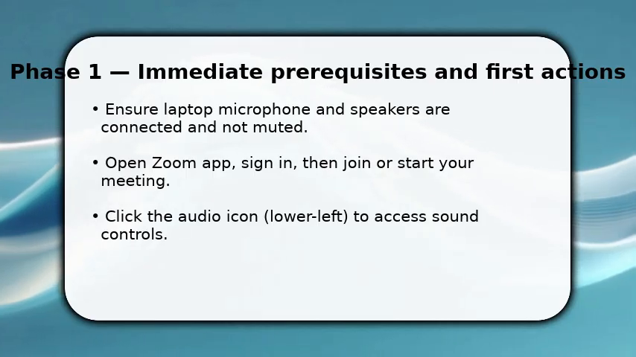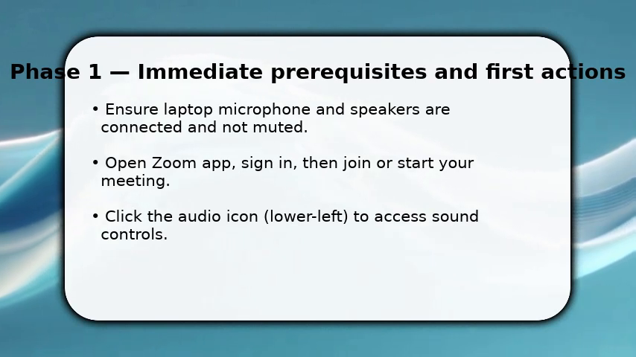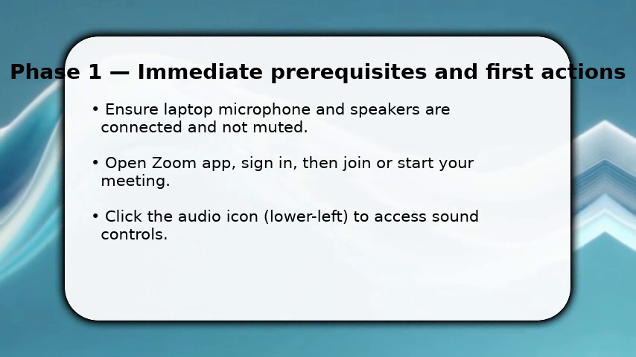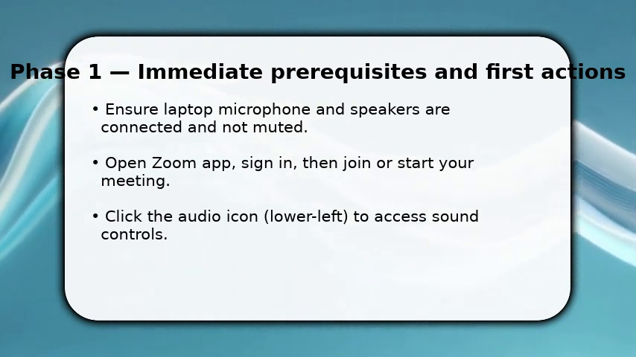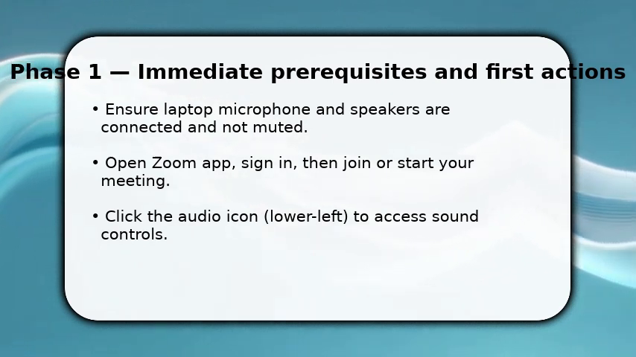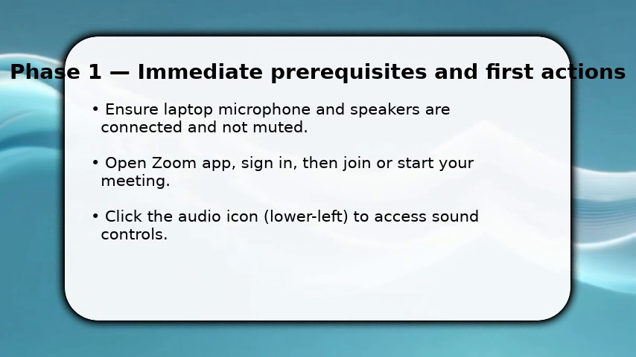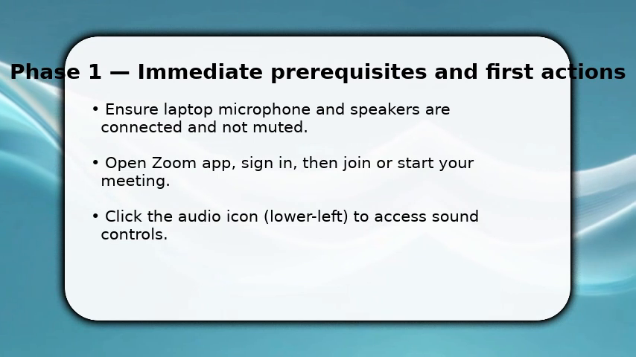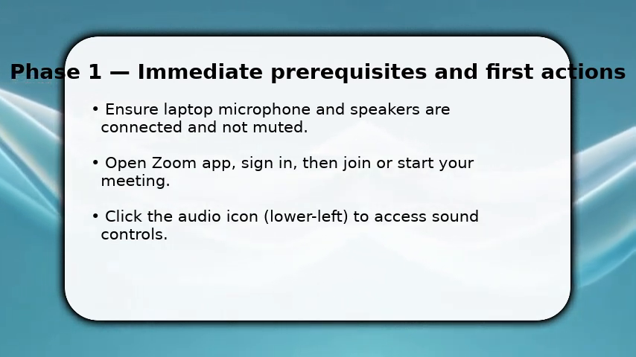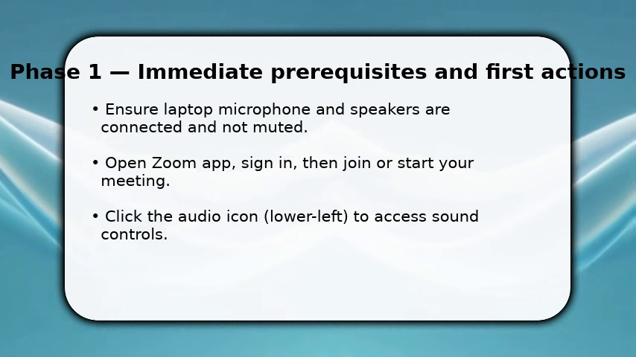You start by confirming physical connections. Headphones or external mic plugged in and system volume up, not muted. Once done, open Zoom and join or start the meeting so settings apply live. Make sure you see the audio icon in the lower left. Click it to open audio options. This first step gives you access to select input and output devices, so you can change devices quickly and avoid being stuck with the wrong microphone when the call begins.